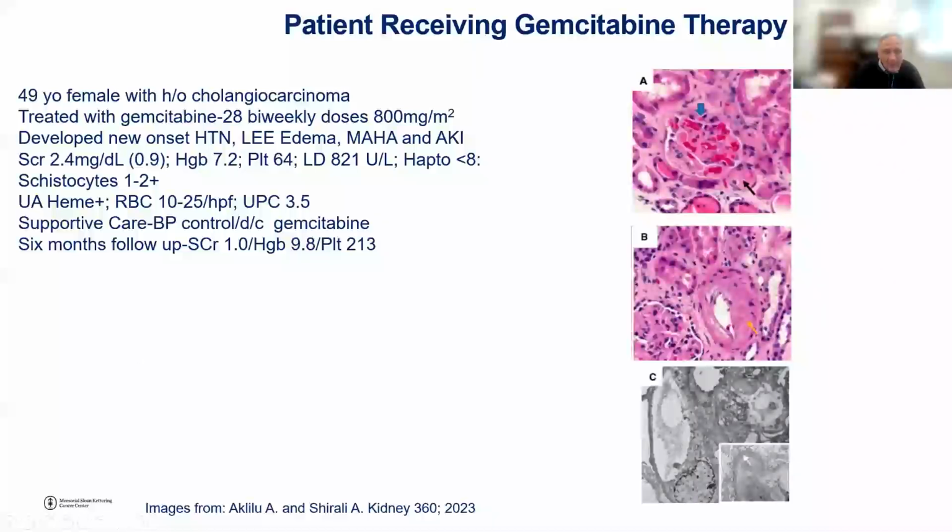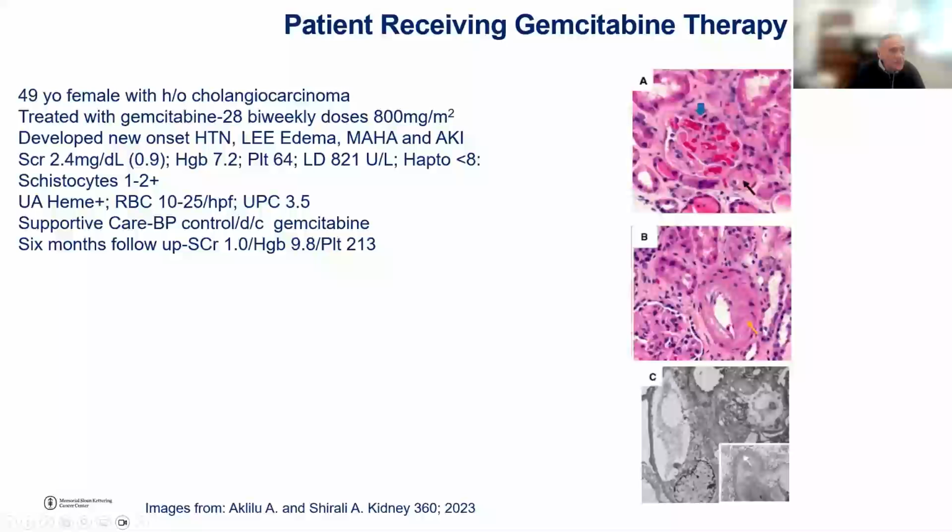This is one case from our institution, a patient with a cholangiocarcinoma who was receiving gemcitabine and developed new onset hypertension, edema, evidence of hemolysis and acute kidney injury, a rising creatinine, anemia, low platelets, schistocytes. Really, a clear case of TMA. For this patient, what was done was supportive care and stopping gemcitabine, and at 6 months follow-up, the creatinine was back to normal, and the patient was doing well.